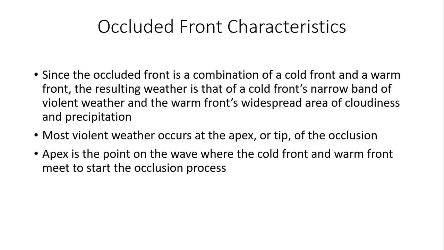Some of the characteristics of an occluded front. Now, what makes these unique is they have the characteristics of both the cold and the warm front type of weather. So you could have the cold front's narrow band of violent thunderstorms, that violent weather, and the warm front's widespread areas of cloudiness and precipitation.